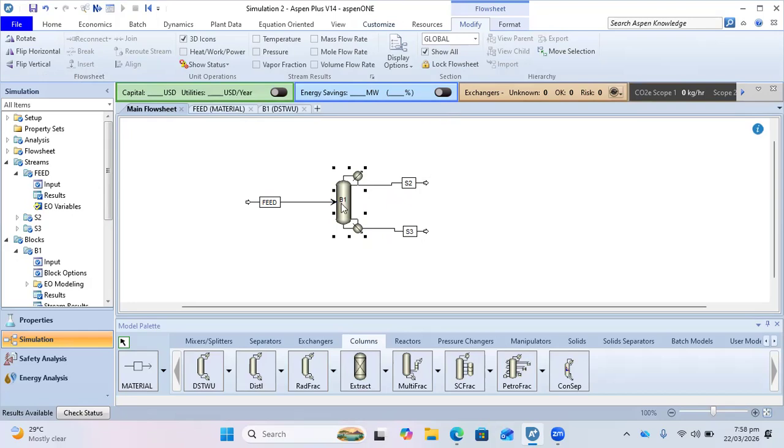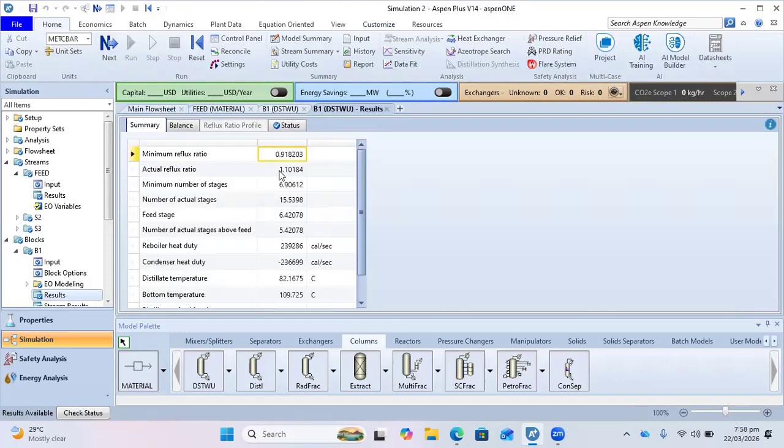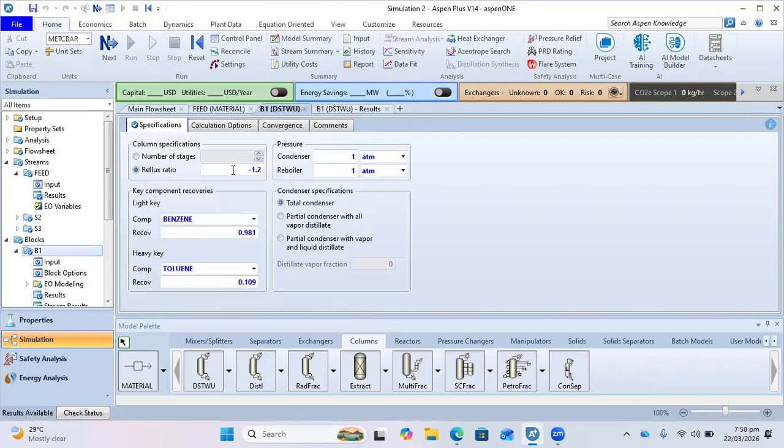Okay. So now you notice that Aspen has gotten the minimum reflux ratio. If you multiply this by 1.2, you will get the actual reflux ratio. So 0.918203 times 1.2, and we'll get exactly this, right? If we had made the reflux ratio positive 1.2, Aspen would have kept the actual reflux ratio as 1.2, as I mentioned earlier. So let me just show that to us. If I run this, realize that the actual will become 1.2. It would use the value that we have given it.